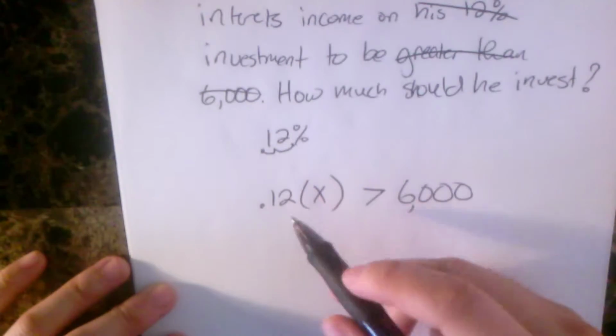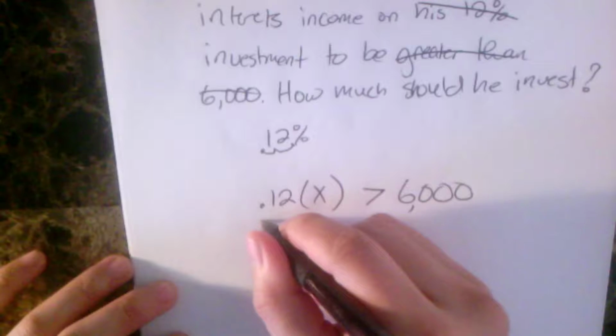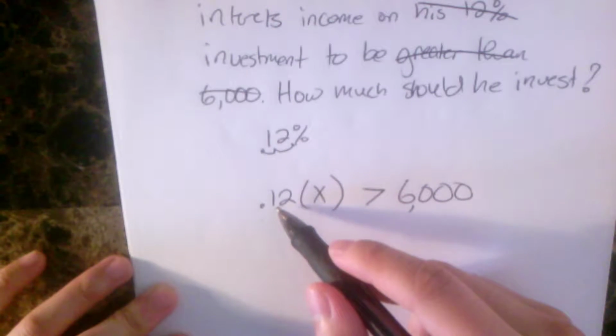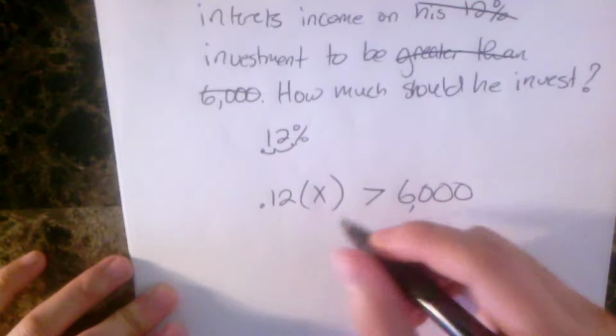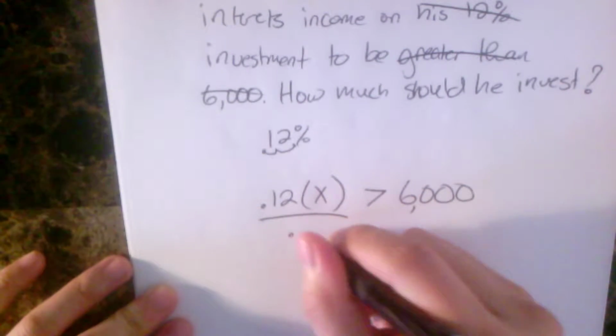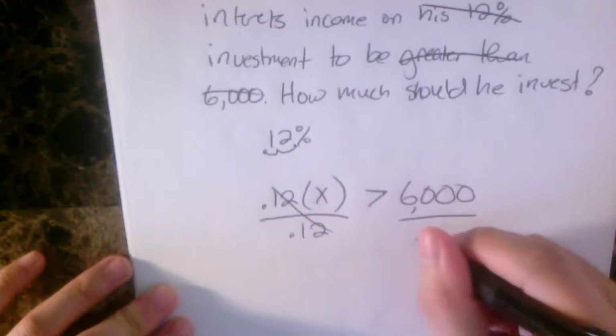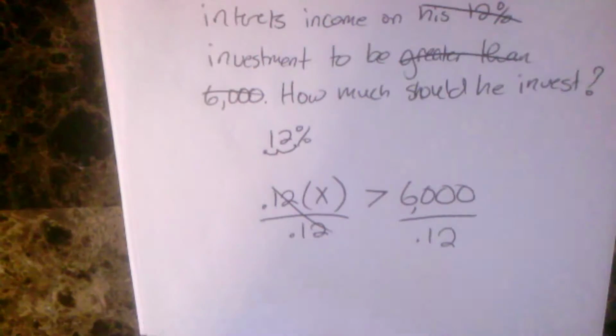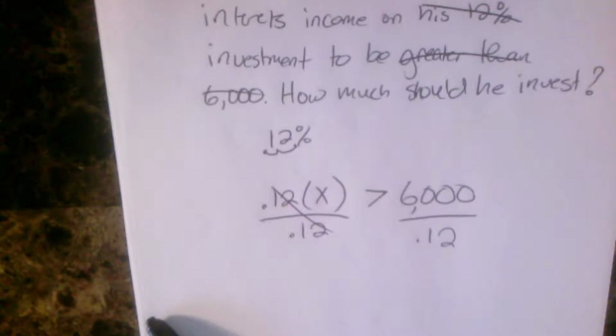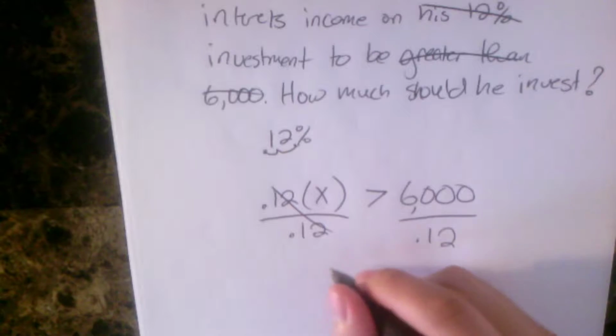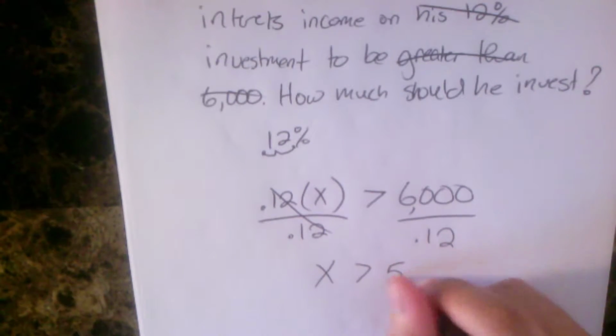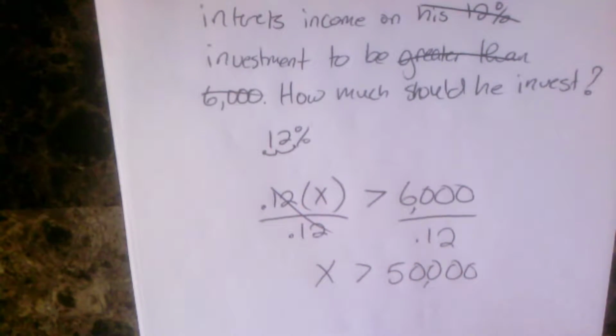So let's find out how much he should invest. Let's find out what that X is. If this were 3X, we would just divide by 3. So we're just going to divide by whatever it is: 0.12 divided by 0.12. You would probably want to use a calculator for this, though you can absolutely do it by hand. You're going to end up with X greater than $50,000. So he needs to invest minimally $50,000.